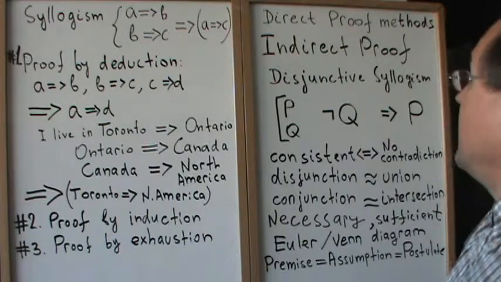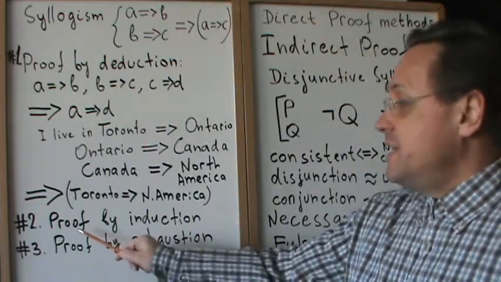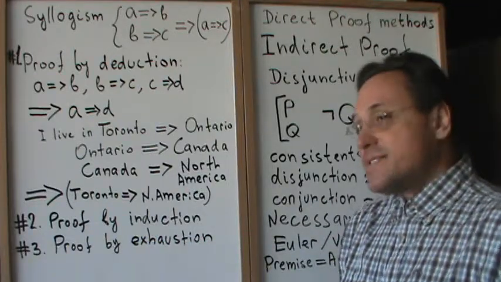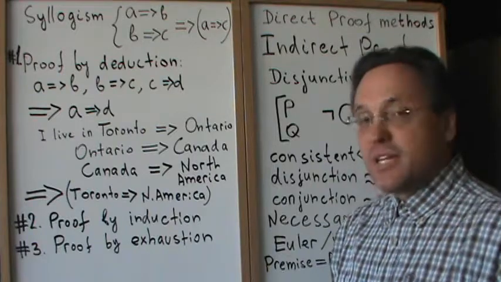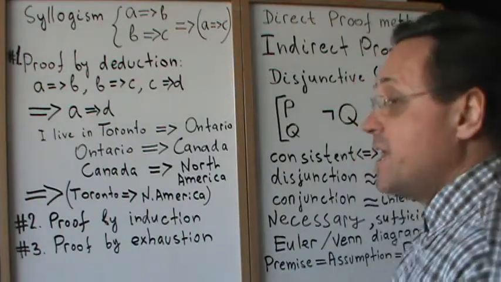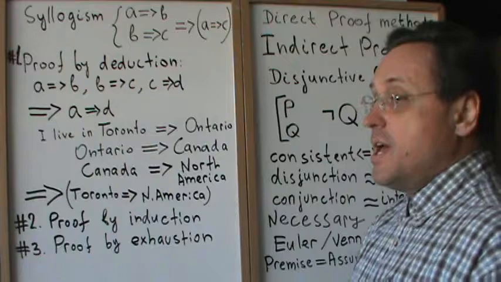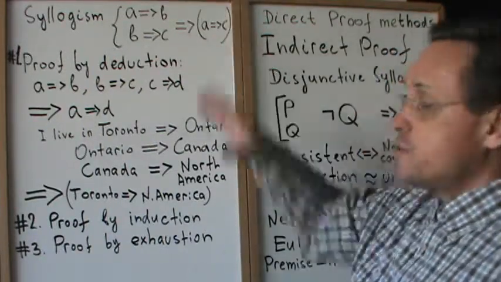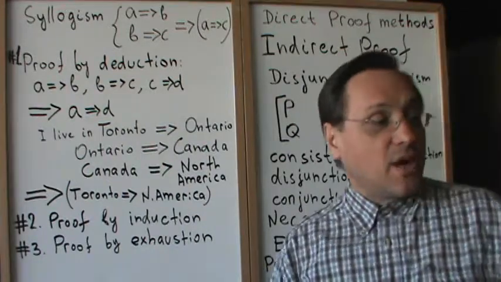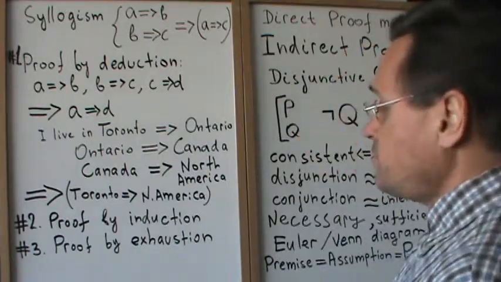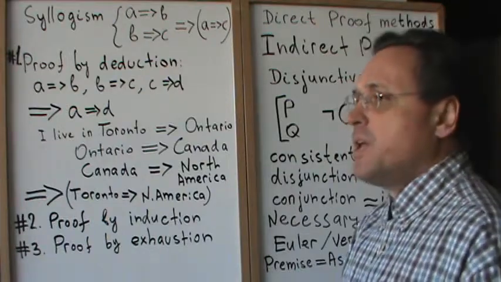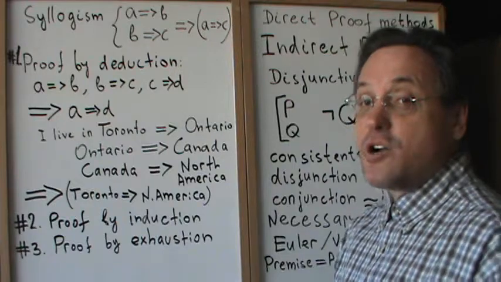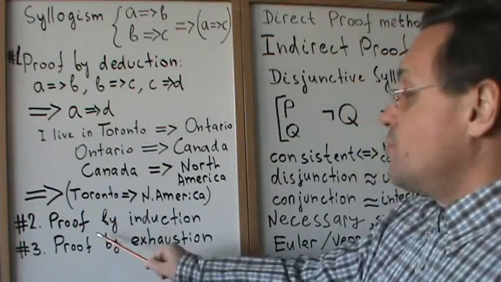Another method of direct proof is proof by induction. Basically, here we examine elements and then we make our conclusion. For example, I see a swan and it's white. I see another swan, also white. I see another swan, also white. So then I say, let's conclude that most likely all the swans are white. This will be proved by induction.